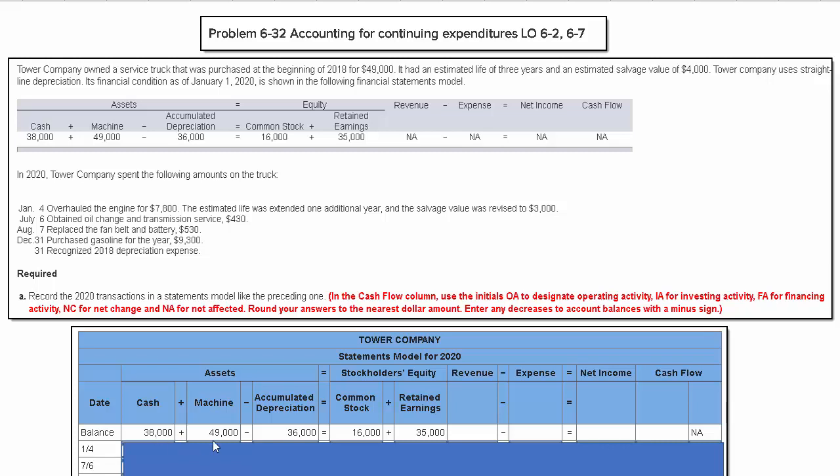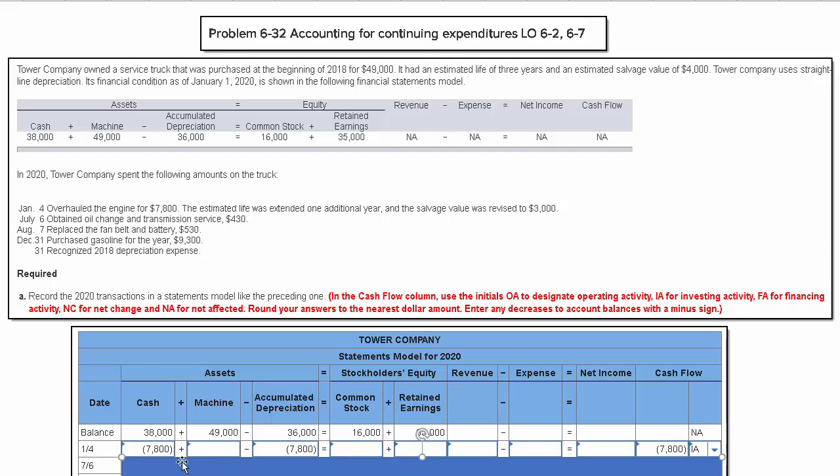So down here, we drop in the balances that were given, right? So there's the $38,000 in cash and $49,000 in machine. We see that here. And the other 3 items are listed. So on January 4th, we overhauled the engine for $7,800. So we think we're going to see cash go down by $7,800. Now, they don't specifically tell us it was cash, but since there's no other choices here, it makes sense that the decline in the assets was cash.